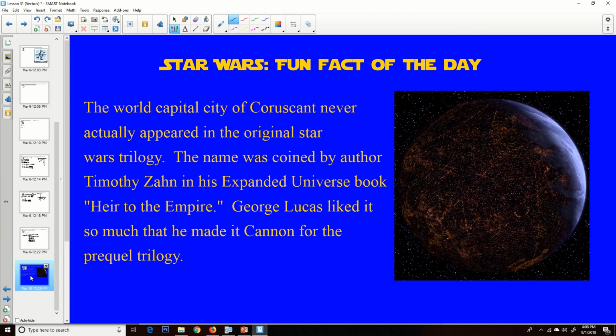So our super Star Wars fun fact of the day: the capital world city of Coruscant never actually appeared in the original Star Wars trilogy when it was released back in the late 70s and early 80s. The name was coined by the author Timothy Zahn in his Expanded Universe book, Heir to the Empire. George Lucas liked it so much that he made it canon, and it was the capital planet for the prequel trilogy.